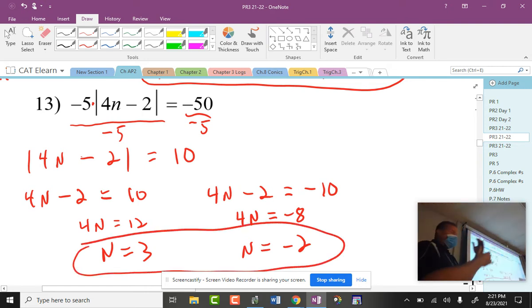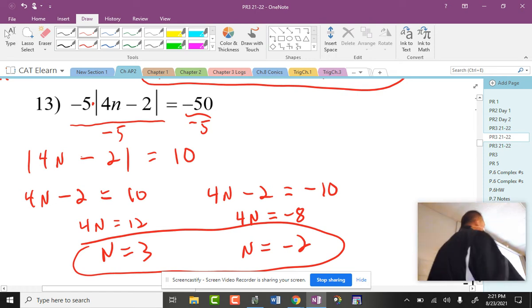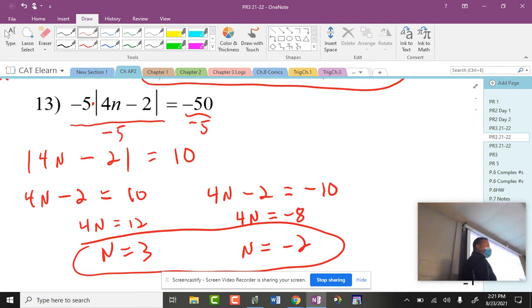Kennedy, just get ready for this. Are you ready? What's 3 times 4? 12 minus 2. What's the absolute value of 10? Just 10. What's 10 times negative 5? Negative 50. Now let's take the negative 2.